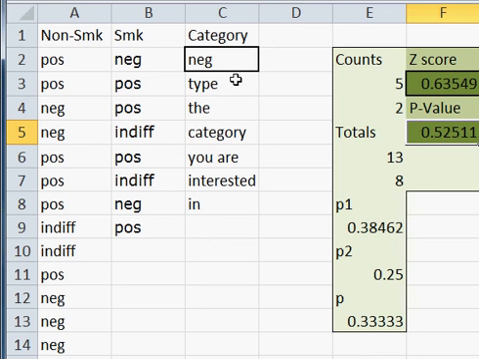So that's the one sample z-test of proportion against a hypothesis, and then the z-test of differing proportions. In the next video, I will do an example of a chi-square test in SPSS, and then an example of a chi-square test in Excel.